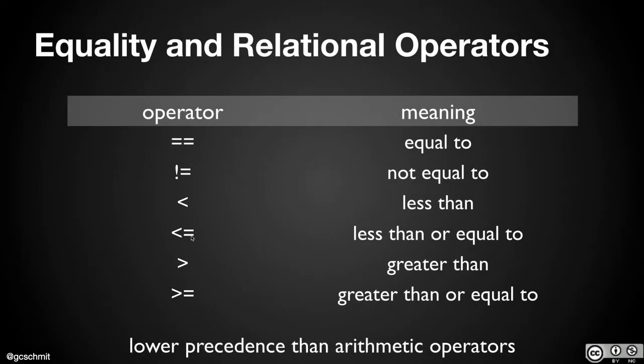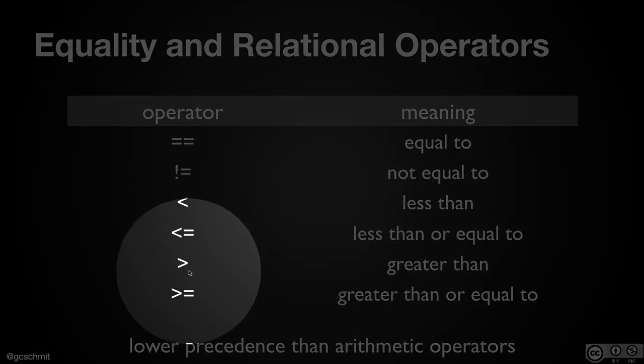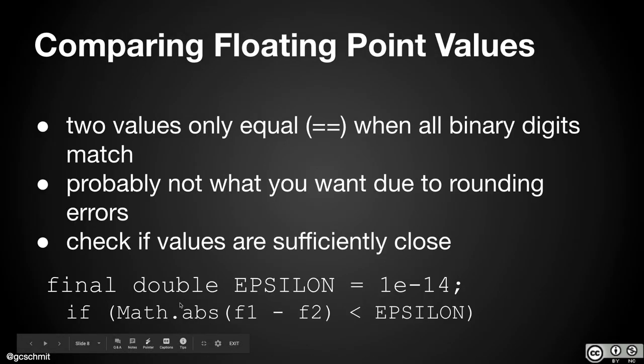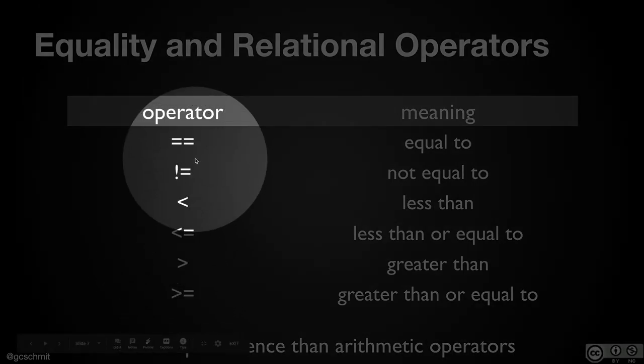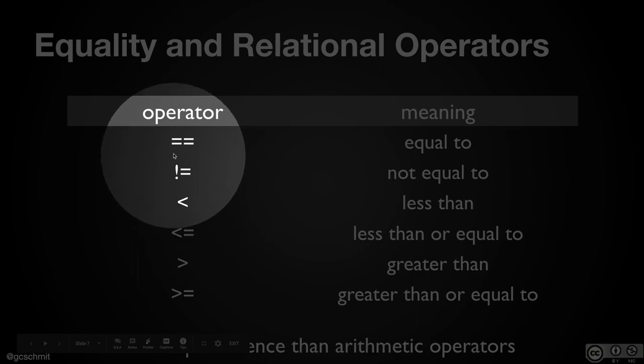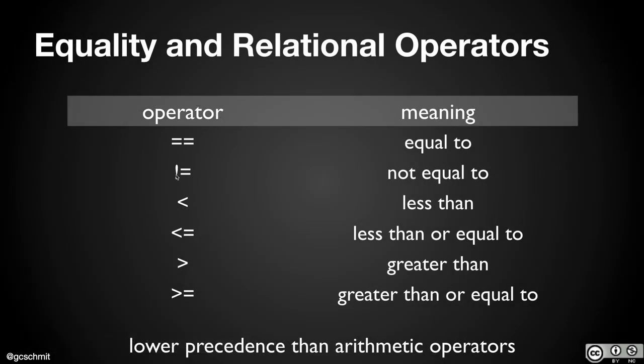If on a written exam you write less than or equal to like you would in math, that's totally okay. But when you type it, you have to type it as two separate characters. Greater than or equal to, similarly, greater than and then the equal to sign. So a lot of this is what you're familiar with. Really the not equal and the equality are the only two new symbols. But they're consistent between Python and other C-based languages as well.